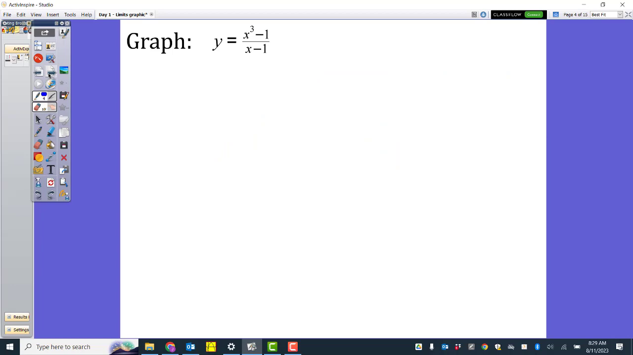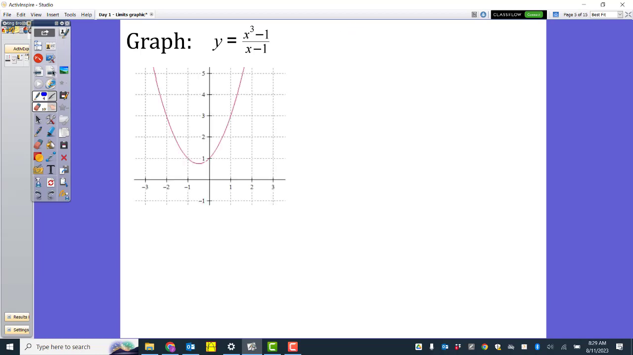I also want you to graph this one. You can use a calculator and do the same thing at x equals 1. When you pull up your graph, you're going to get something like this. But when we look at x equals 1, there should be something missing here.